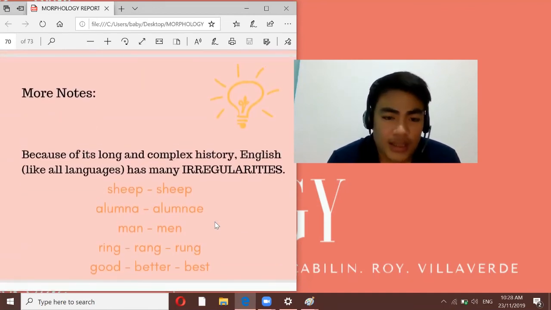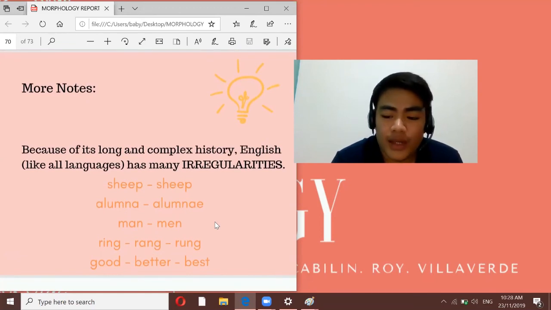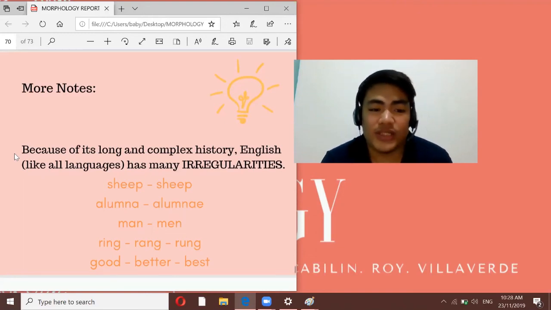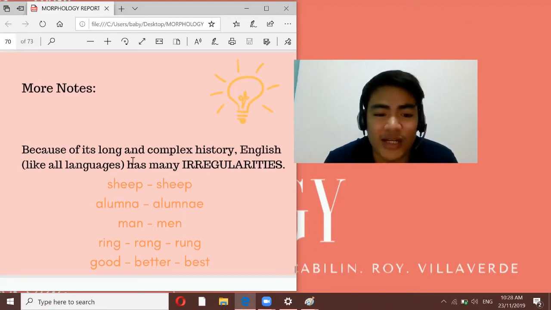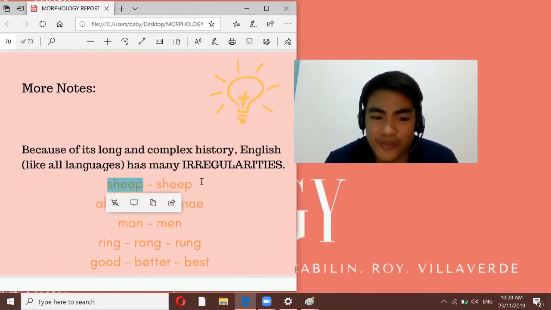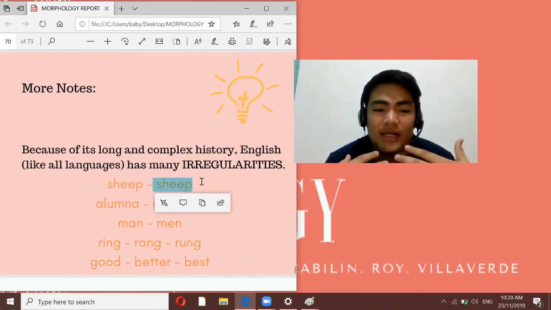Another thing that we can also learn from this presentation is this. Because of its long and complex history, English, just like all languages, has many irregularities. Like in this case, we don't inflect the word sheep anymore when we want to pluralize them. The singular sheep and the plural sheep are the same in form.